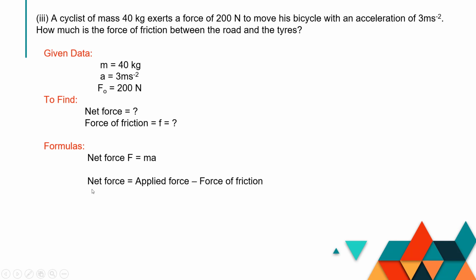Next formula is: net force is equal to applied force minus force of friction. As we have the values of both net force and the applied force, we can easily find the value of force of friction by rearranging this formula. So firstly, you have to rearrange this formula to get the value of force of friction. Then by putting the values of net force and the applied force, you can easily calculate the force of friction between the road and the tires.